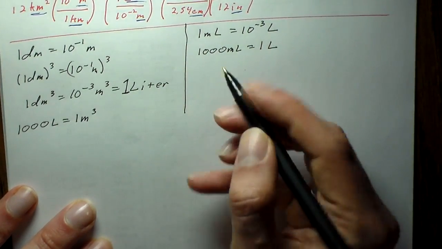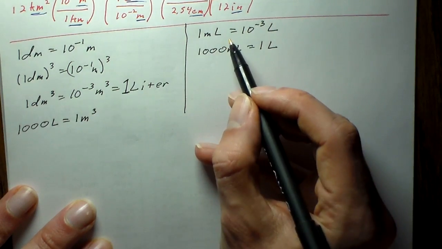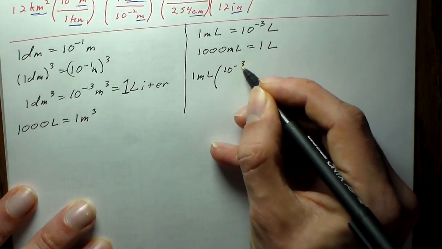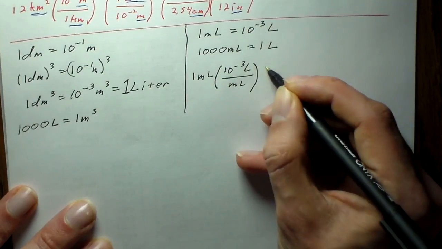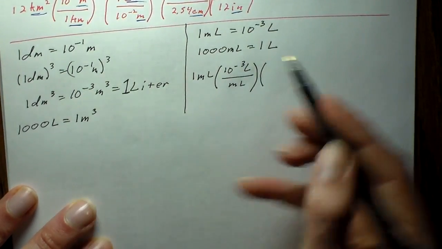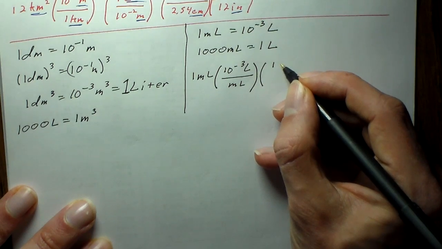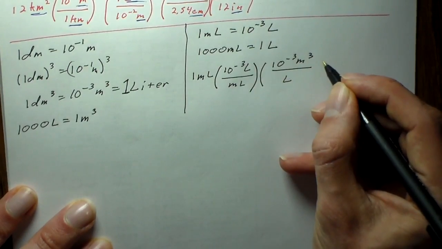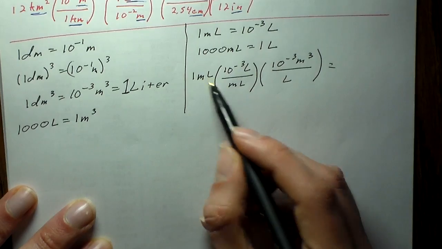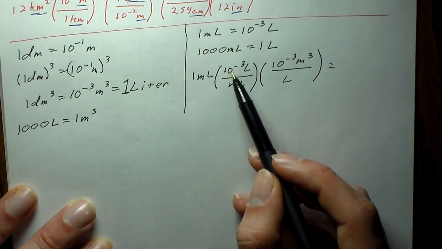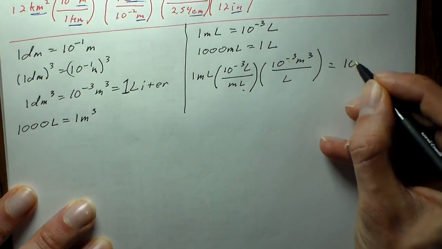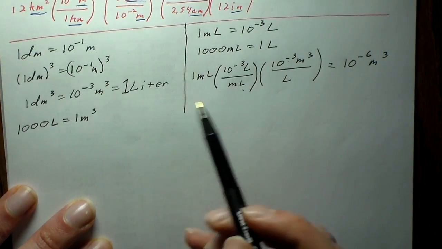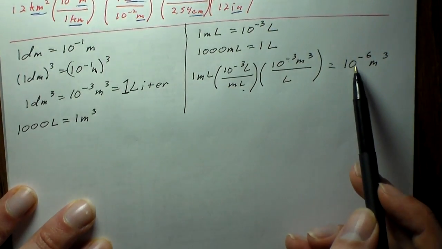Now, as for the milliliter, if we want to figure out how many cubic meters that is, 1 milliliter is 10 to the minus 3 liters per milliliter, so that's just by definition. And from this other definition we have over here, we have 10 to the minus 3 cubic meters per liter. So my liters cancel out, my milliliters cancel out, and I'm just left with cubic meters. So 10 to the minus 3 times 10 to the minus 3, that's going to be 10 to the minus 6 cubic meters.